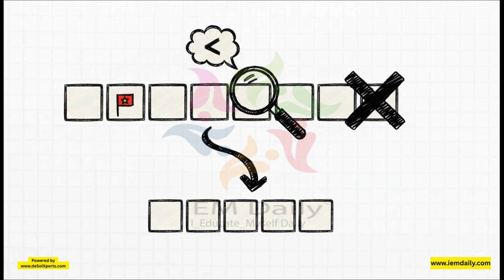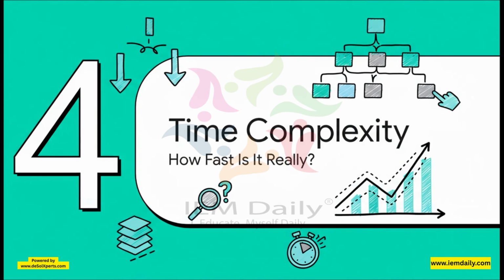With every single check, we eliminate 50% of what's left. It's so efficient. Okay, so we've got an algorithm that works. But the real question is, how much better is it really? I mean, compared to just checking every single item. To answer that, we got to get into the math and analyze its performance.